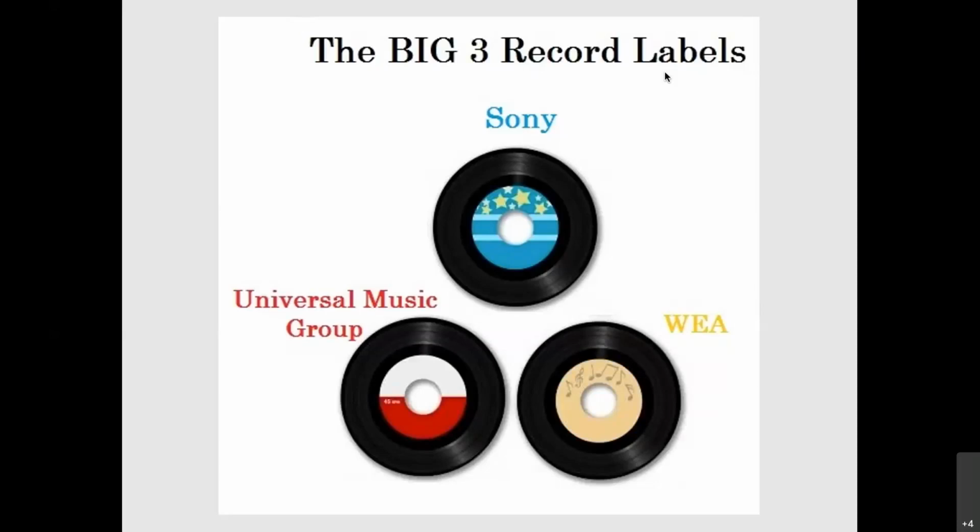Okay, so let's move on. Major record labels, the big three. Now, there used to be the big seven back in the day, and little by little, they got bought out by some of these bigger three and merged with others. And so right now, Sony, Universal Music Group, and WEA are the big three. We'll talk about each one of these in detail about what they do. And when I say WEA, that's Warner, Elektra, Asylum Records all put together.